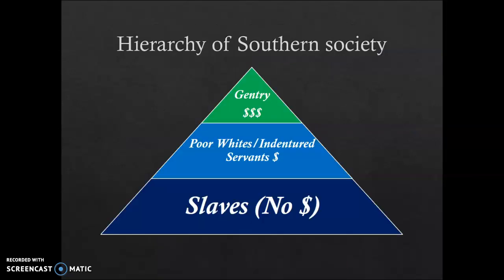So we see a hierarchy of Southern society. The smallest number of people are your gentry, your wealthy. These days you may hear the term one percenters. 1% of the people in the US have 98% of the wealth in the US. That's your billionaires today. That's these guys right here. Then you have poor whites and indentured servants. They're free, but they don't have a whole lot of money. And then you've got your largest group, your slaves.